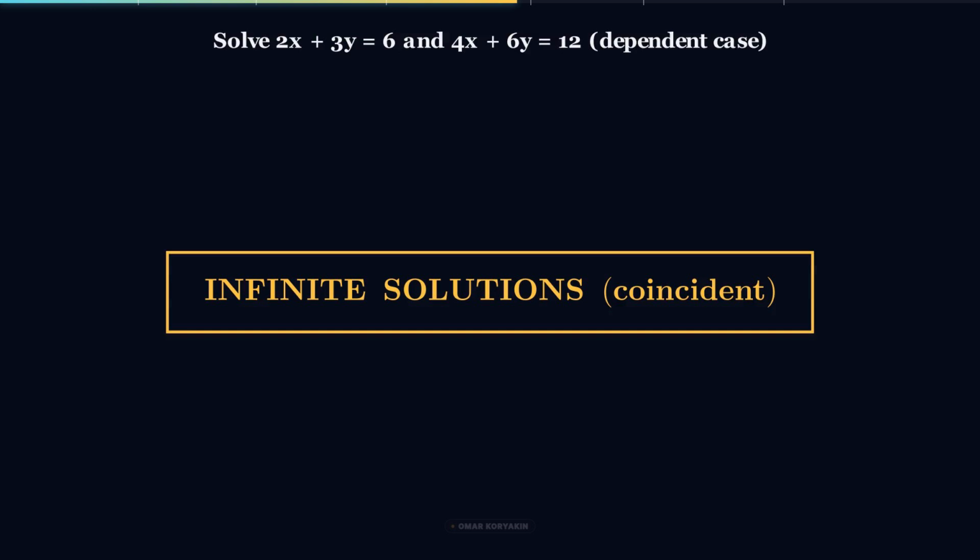The geometric picture is two coincident lines lying exactly on top of each other. Recognizing the dependent case prevents the confusion that arises when a student attempts to find a unique solution that does not exist as such. The answer is the entire shared line, not a single point.